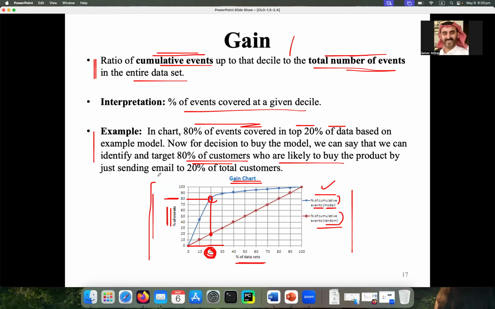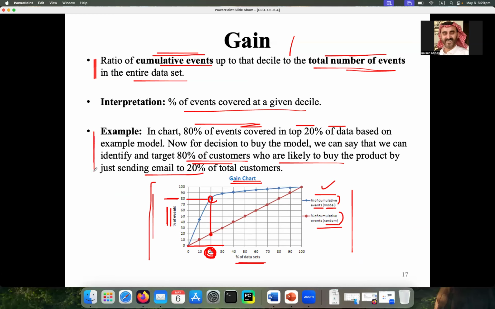And maybe you will send an email to only 20% of the customers and then they will come and buy. This is another option. You don't have to do too much marketing. You will send an email to this 20% of the customers, and then you will cover almost 80% of the customers.